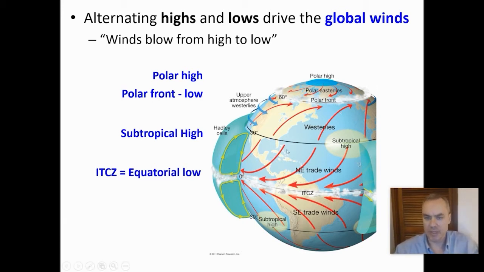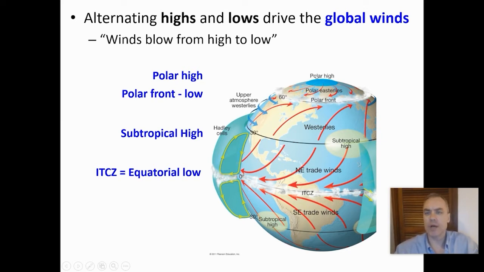So you can pick anywhere, but take a look at the trade winds. They're running from the subtropical highs, which is around 30 degrees, down to the equatorial lows. This ITCZ area here, it's called the equatorial low. So that's from high to low. Same thing the other way. Subtropical highs shoot out the westerlies. They head towards the polar front, which is also the polar low, around 60 degrees, highs to lows.